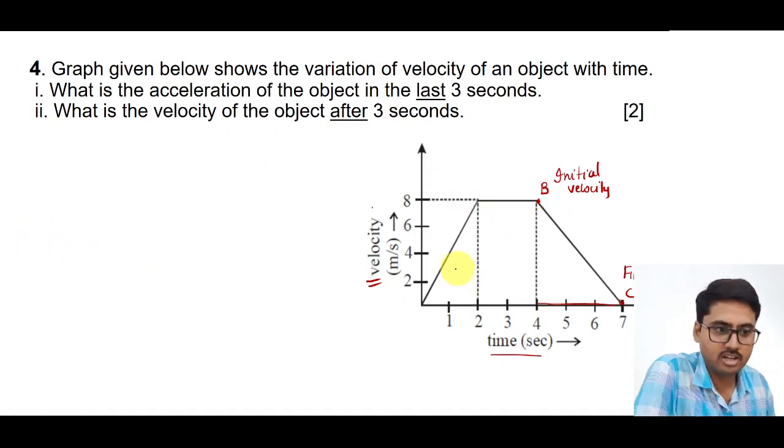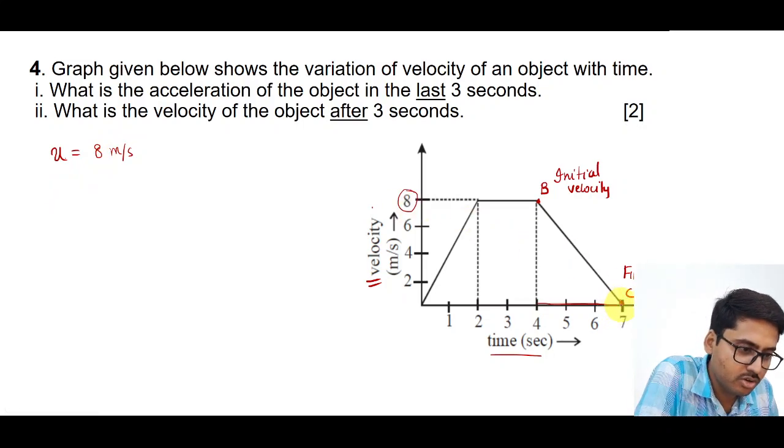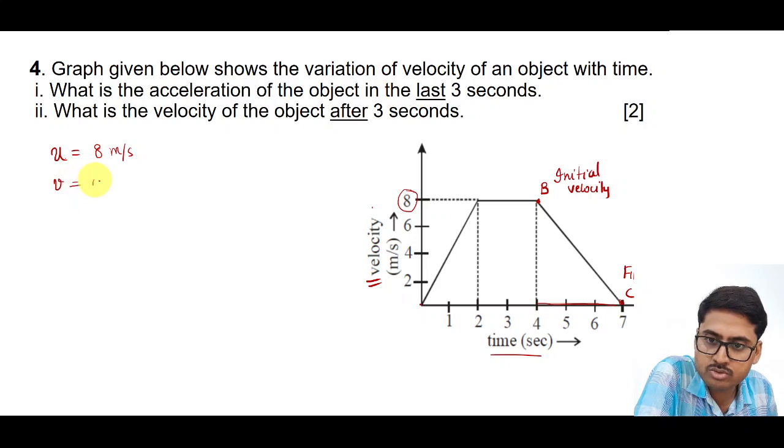Even though it's a graph, from here you can figure out your initial velocity u. How much? The point B corresponds to 8 meter per second. And point C corresponds to 0 on the y-axis. If I see the y-axis, point C will correspond to 0. So v is equal to 0, means final velocity is 0, means the object comes to rest.